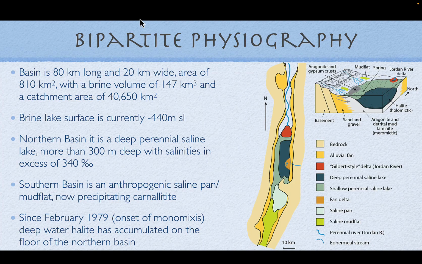The northern basin is typified by a deep perennial saline lake system at halite saturation. The Jordan River makes a classic Gilbert-style delta on the northern margin, whereas the southern basin is a typical saline pan, now artificially maintained by brine pumping into those potash saltworks on the Israeli and the Jordanian side. The Dead Sea is a magnificent analogue basin for deepwater halite in the northern basin and for the types of chevron-dominated system we've previously discussed in the southern basin of the Dead Sea.